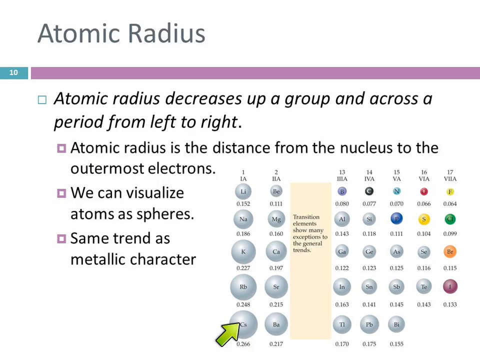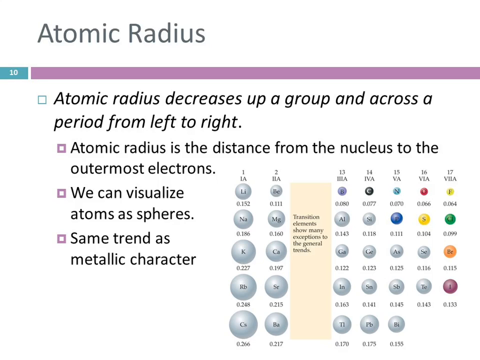We can visualize atoms as spheres. So down here is cesium, and the atomic radius would be from the center where the nucleus is to the outer edge. And that's an indication of how large the atom is, right? Large atomic radius, large atom, small atomic radius, small atom. It follows the same trend as metallic character. So here, if we go up a group, we see that cesium is larger, and they're getting smaller and smaller and smaller. If we go across a period, they also get smaller. Lithium, beryllium, boron, carbon, and they just get smaller and smaller, and there's little tiny fluorine.